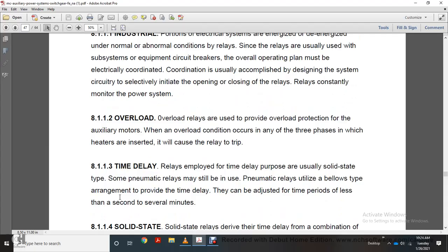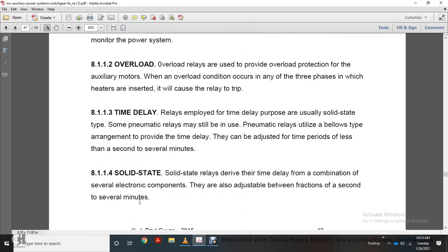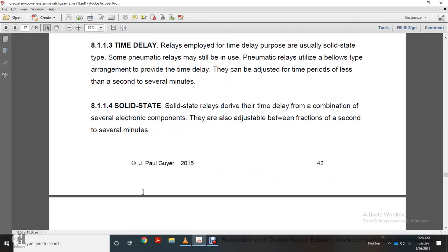Time delay. Relays employed for time delay purposes are usually the solid state type. The pneumatic relays may still be in use. Pneumatic relays use a bellows type arrangement to provide time delay. They can be adjusted for time periods of less than a second to several minutes. Solid state relays derive the time delay with a combination of several electronic components. These are adjustable between fractions of a second up to several minutes.